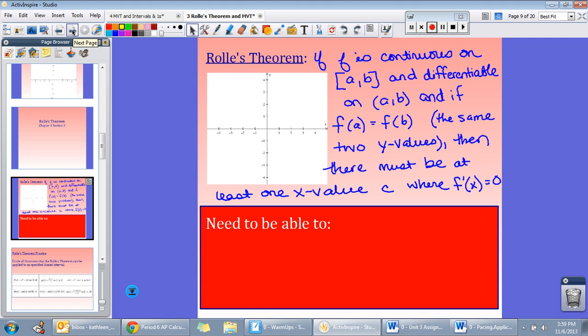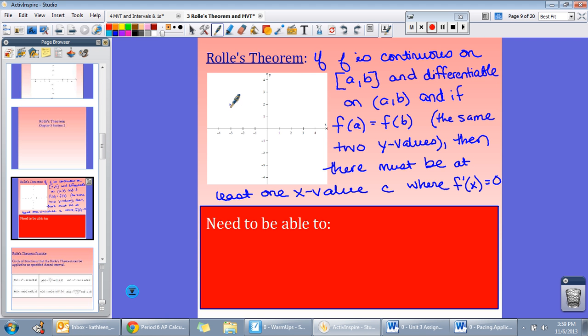Rolle's theorem says if f is continuous on an interval from a to b and differentiable on the interval from a to b, and if f of a equals f of b, where you have the same two y values, then there has to be at least one place, one x value, where the derivative equals 0.